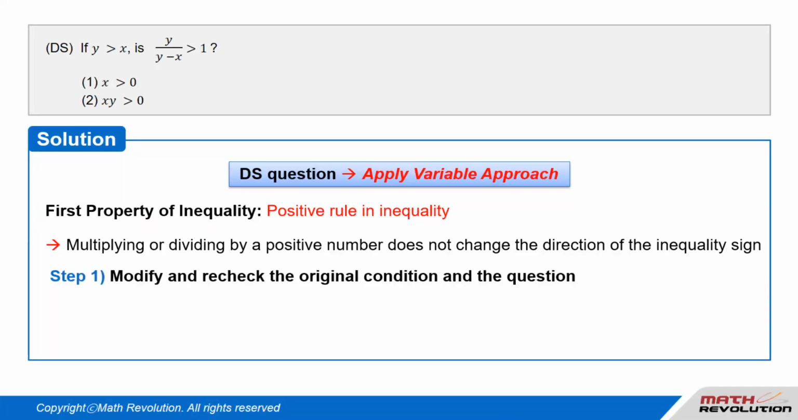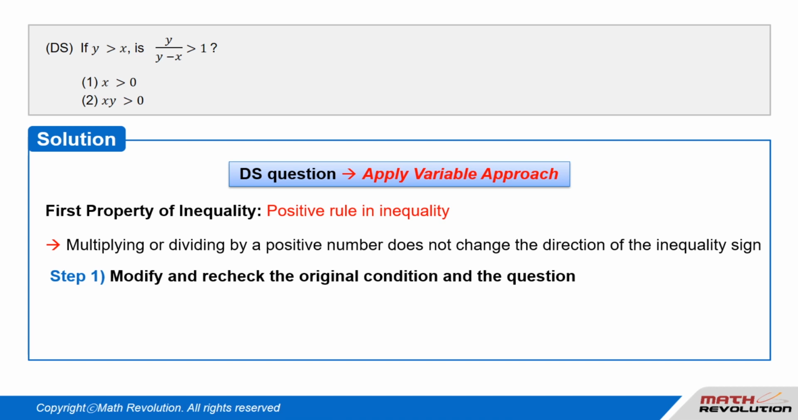Let's follow the first step of the variable approach. Modify the original condition and the question to suit the type of information given in the conditions. This is a priority and the most important step. The first step alone gives us a 30% chance of answering the question correctly.